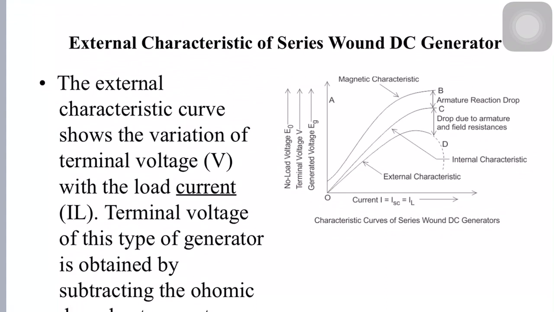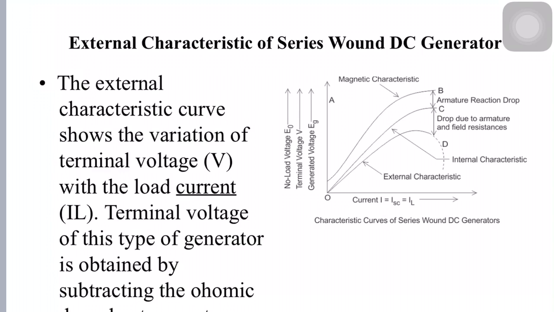So if load voltage falls, the load current also decreases proportionally, since current is proportional to voltage as per Ohm's law. So increasing load tends to increase the load current, but decreasing load voltage tends to decrease load current. Due to these two simultaneous effects, there will be no significant change in load current in that dotted portion of the external characteristics. So series DC generators are called constant current DC generators.